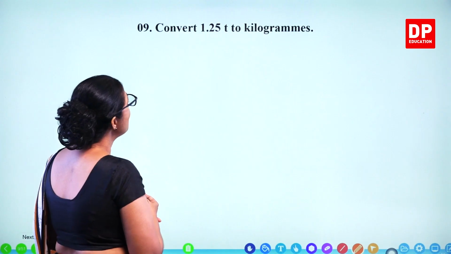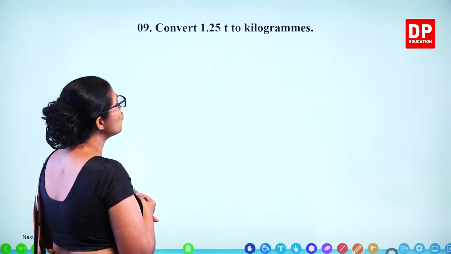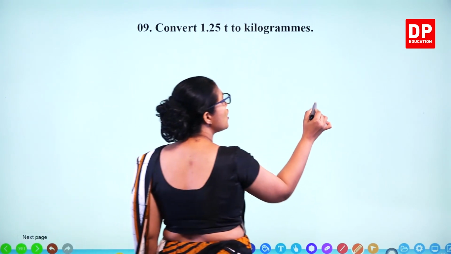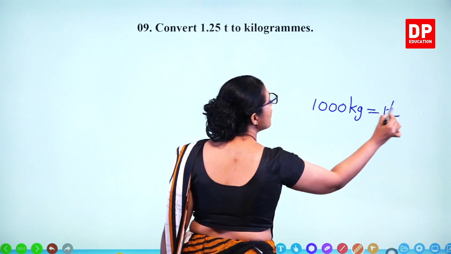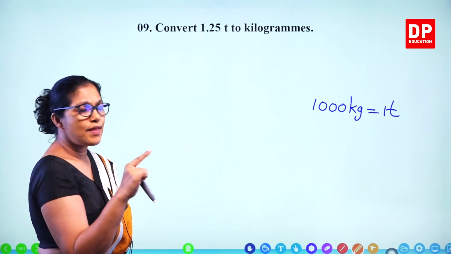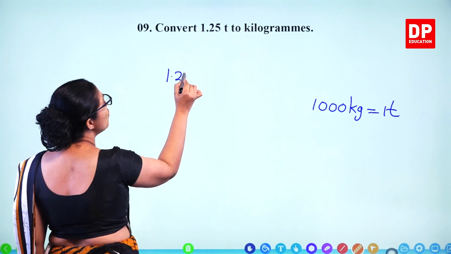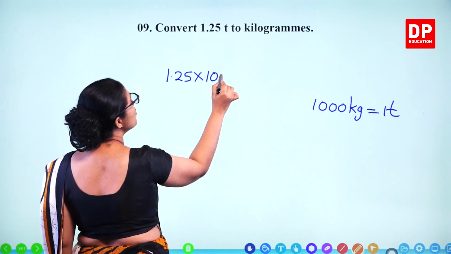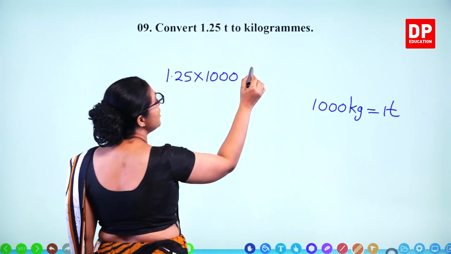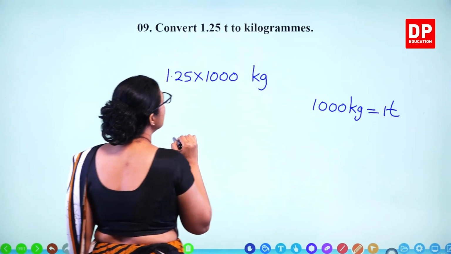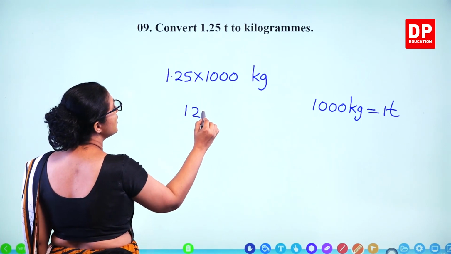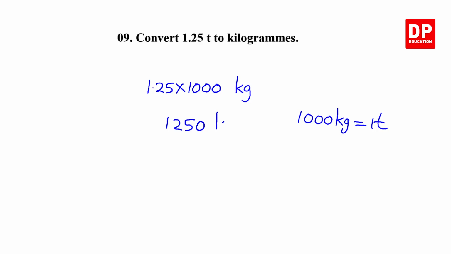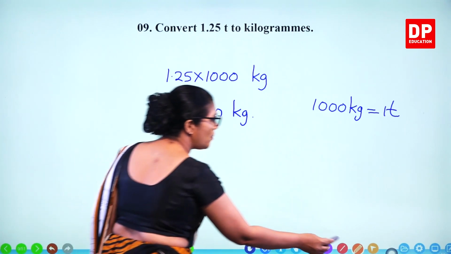Question number 9. Convert 1.25 tons to kilograms. What's the relationship? 1000 kilograms is 1 ton. So that means you have to multiply by 1000. 1.25 multiplied by 1000, you get the value in kilograms. So move the decimal place: 1, 2, 3. 1250 kilograms. So you get 2 marks for that.